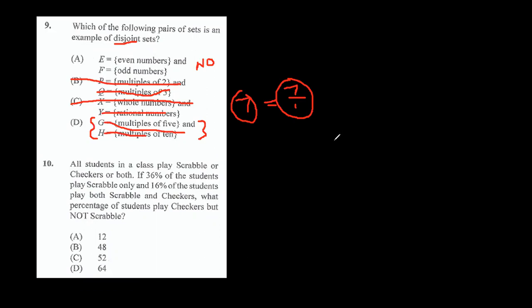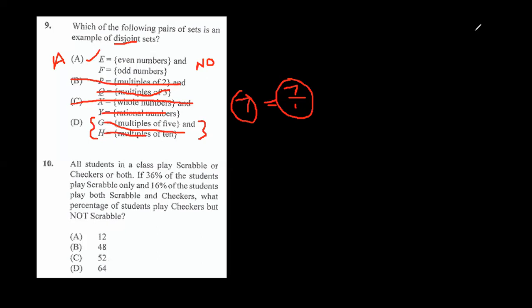Even numbers are 2, 4, 6, 8, 10, 12, etc. What are odd numbers? 1, 3, 5, 7, 9, etc. Right? So it makes sense. There is no number that can be even and odd at the same time. Clearly, A is the winner. Correct answer. Right? Questions here?